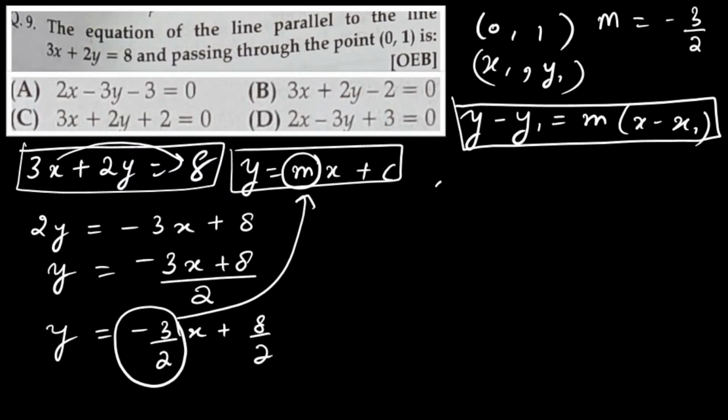So y minus y1. y1 is 1 here. So y minus 1 is equal to m. m is minus 3 by 2. x minus x1. x1 is 0, so x minus 0.